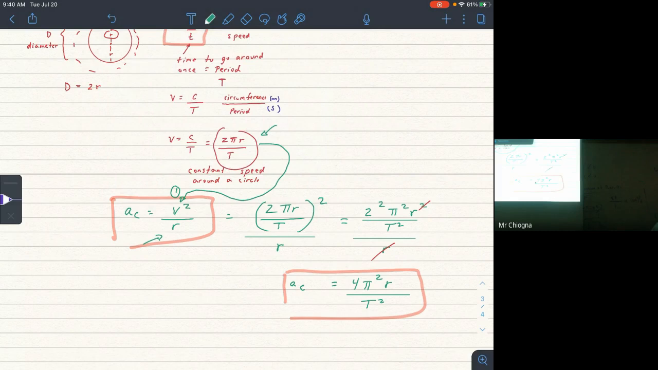Which one do you use? Well, it depends on what you're given. Use equation 2 when you're given the radius and period. Either one gives you the centripetal acceleration.